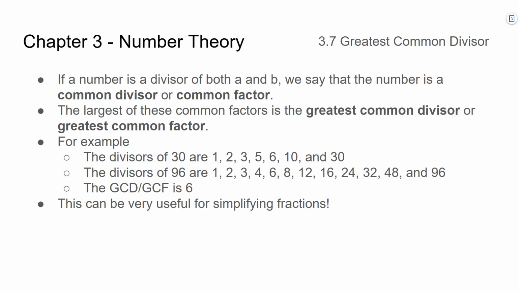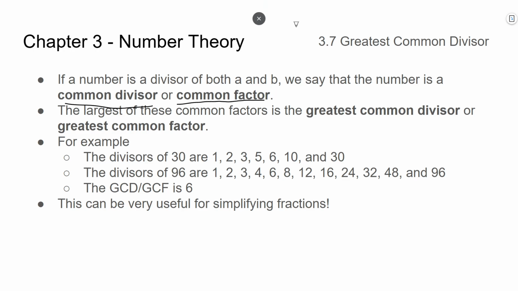Well, we learned about the least common multiple. And so it kind of sounds like it's the opposite of that, and it's exactly the opposite of that. So we know what a divisor is now. We learned about that in the last section. And a common divisor is a divisor for two or more different integers. So if a number is a divisor of both a and b, then that's going to be a common divisor. We also can call that a common factor.